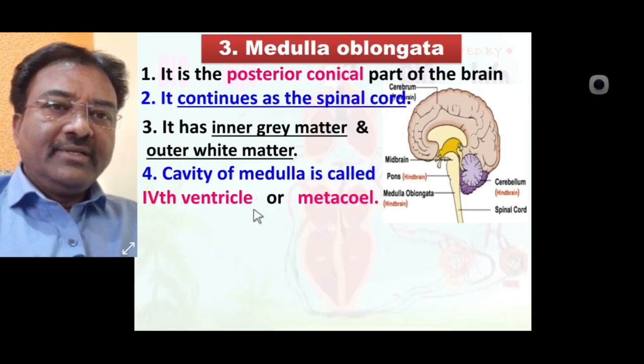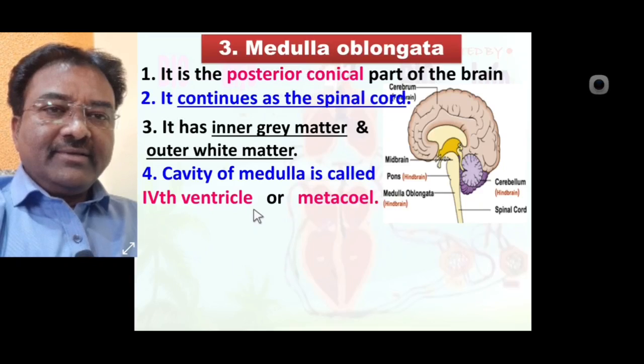You know, diencephalon is located in the cavity called the third ventricle or diocele. Here medulla oblongata is located in the fourth ventricle or metacele.